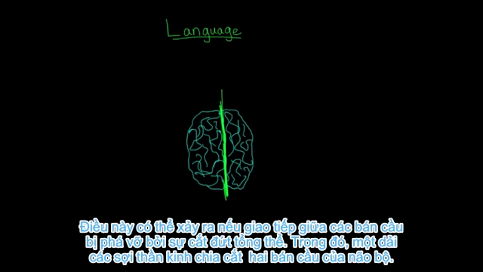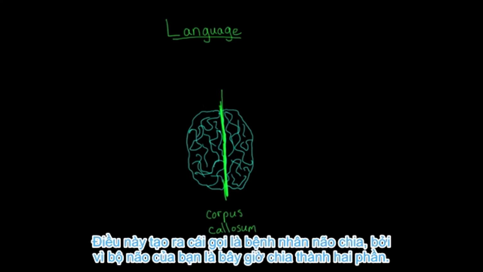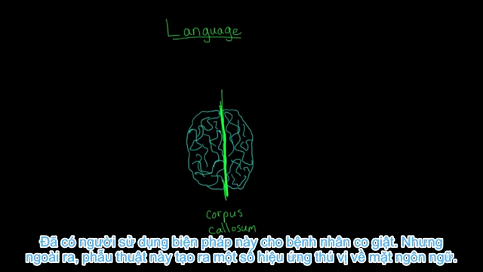This can happen if communication between the hemispheres is disrupted by severing the corpus callosum, which is a thick band of nerve fibers that connects your brain's two hemispheres. This creates what's called a split brain patient because your brain is now split into two parts. People used to have to do this sometimes as a treatment for seizures, but in addition to helping with that problem, this surgery creates some pretty interesting side effects in terms of language.